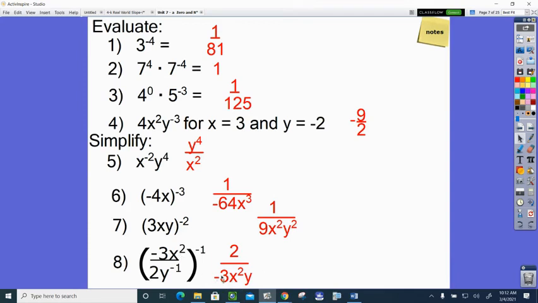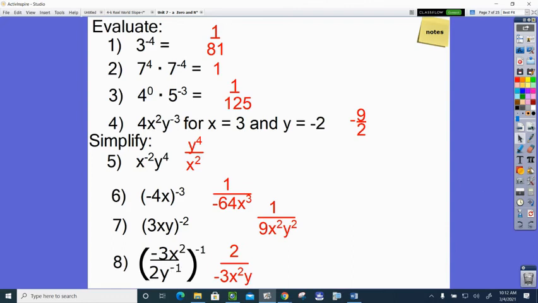Remember, a negative 3 stays put. It's when it has a negative exponent. So this negative 1 flipped everybody. The 2y to the negative 1 came up top, and the negative 3x squared went to the bottom. And then we moved the y from the top to the bottom because of his negative 1 exponent.